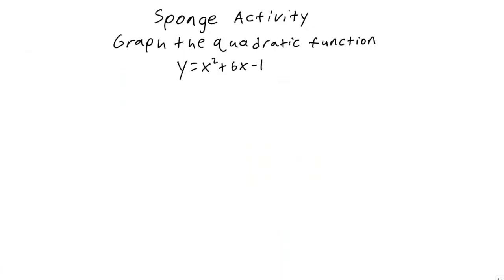Alright, now time for the sponge activity. I want you to graph this quadratic function. Y equals x squared plus 6x minus 1. So just like I did in the video, find the key features, the axis of symmetry, the vertex, and the y-intercept, and then find another point and use that to graph your quadratic function.